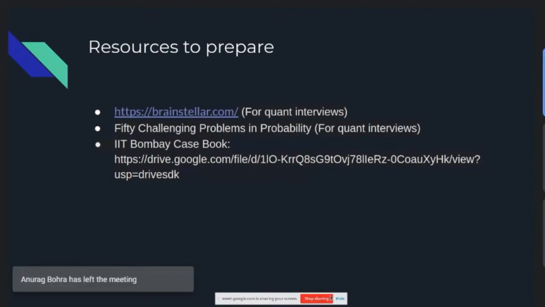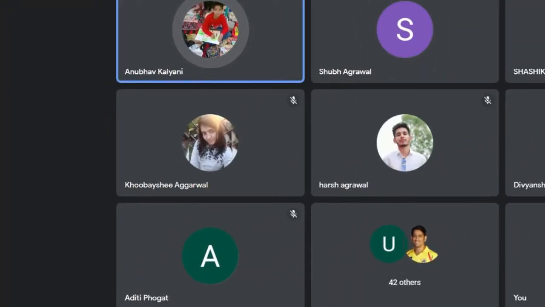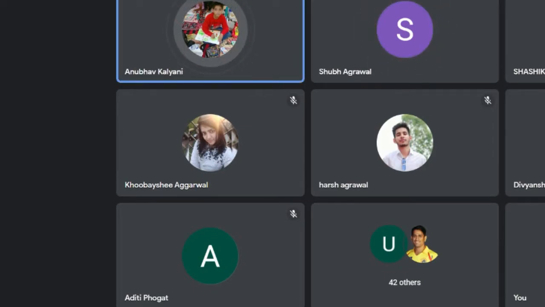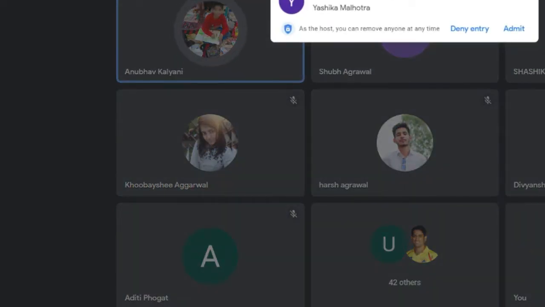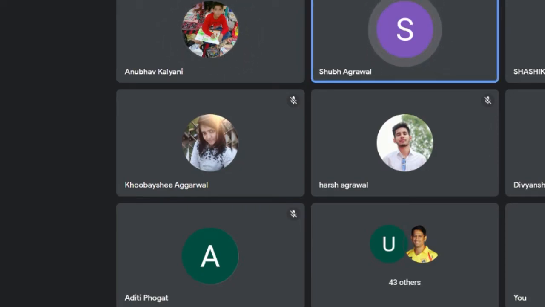Other than that, I would also recommend that everyone does the probability part and discrete maths, of course. There is a section of strategy in Brainstellers. I was asked problems from there, but I wasn't able to solve them. So I would recommend that you do not forget to solve the strategy part of Brainstellers while preparing.